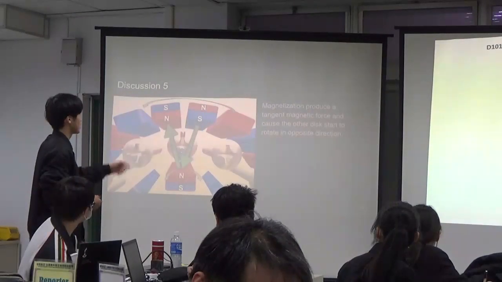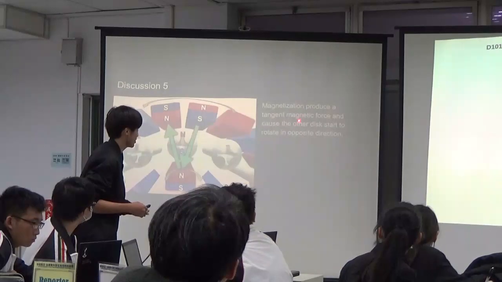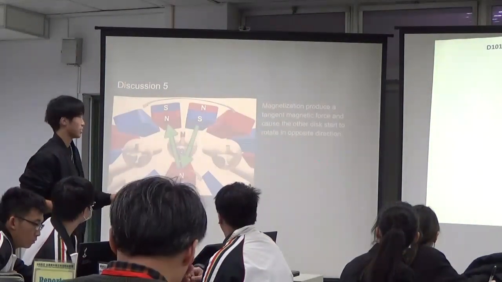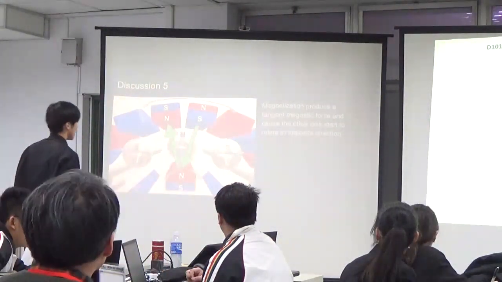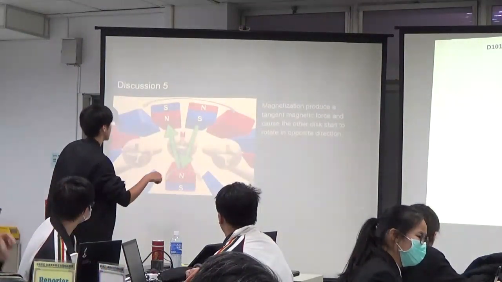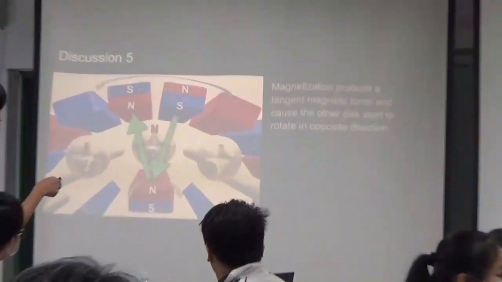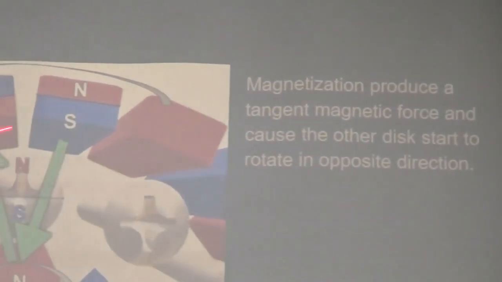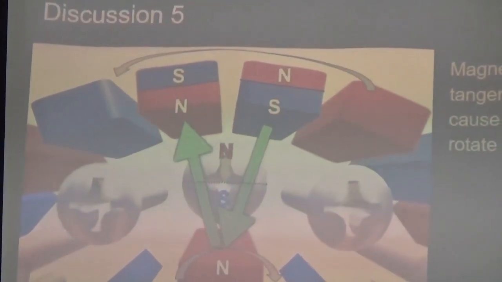So we got discussion 5. Magnetization produces a tangent magnetic force and causes the other disk to start to rotate in the opposite direction. So it shows how the magnetic field works. If you turn this side of the wheel clockwise, then the resultant of these two forces will be a tangent magnetic force here, and it will make the wheel turn counterclockwise. So this is how it works.